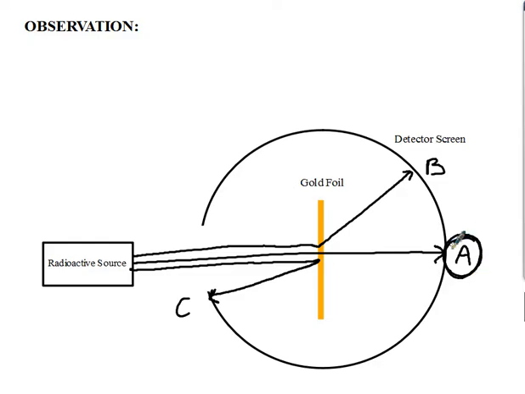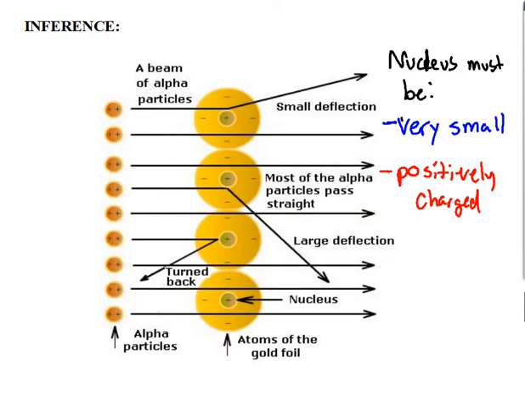But then all of a sudden, Ernest Rutherford saw some evidence that did not support J.J. Thomson's model. So he made an inference based off of that. What Ernest Rutherford determined is that nucleus, that positive charge, must be very small and it must be positively charged. Now, the reason why Ernest Rutherford thought it must be very small is because a majority of alpha particles traveled straight through and were not altered as they hit that gold foil.